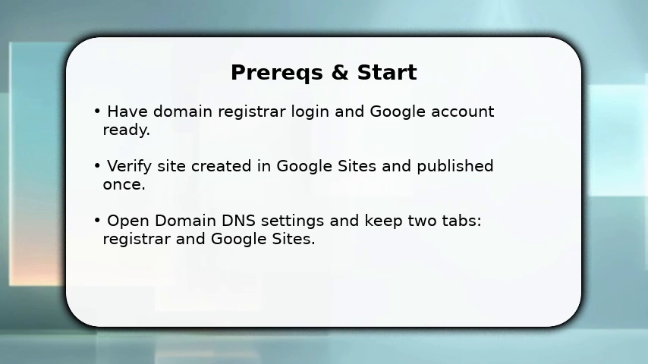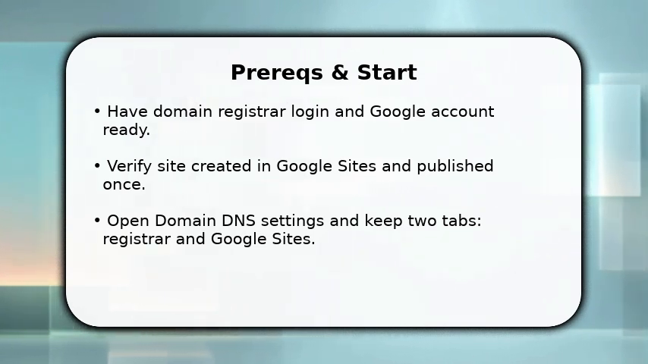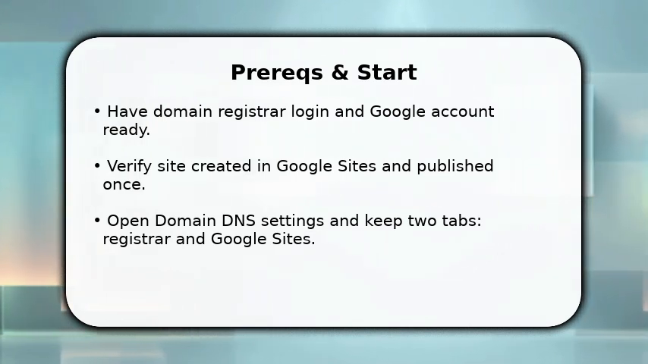Now in Sites, choose Manage Site Settings for custom domains and select the option to use a domain you own. This begins the domain connection workflow and generates the records you'll add next.